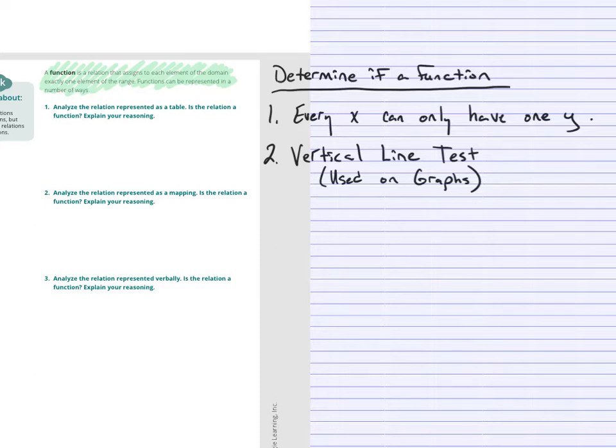Okay, so to determine if a relation is in fact a function, it has to have, and I have right here number 1, every X value can only have one Y value. And again, I have a little situation I'm going to try to give you to help you understand that. But every X value can only have one Y value. Now, if you're looking at a graph, we're going to use something called the vertical line test, which is the exact same thing as number 1, only visually it is much easier to understand. So again, if a relation is a function, every X can only have one Y. And if it's a graph, we're going to use the vertical line test.